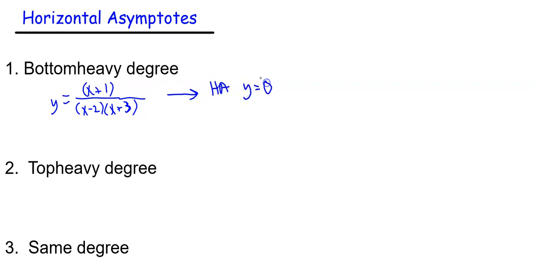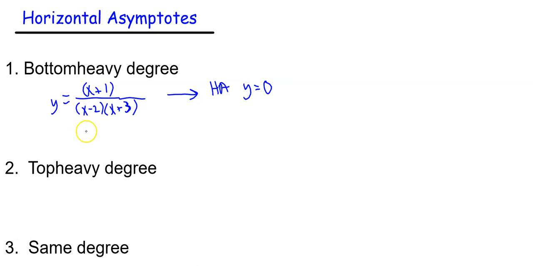So the 3 cases for horizontal asymptotes. That's a horizontal dotted line like we had on 1 over x. So if the degree is bottom heavy, what I mean by that is this. Let's say you have something like y equals x plus 1, which is an example problem, over x minus 2 times x plus 3. You can see that the denominator has a degree of 2. X times x is x squared. The numerator has a degree of 1. So this is a bottom heavy degree. So when the degree is bottom heavy, it always has the same horizontal asymptote. So the HA will be at y equals 0, always.